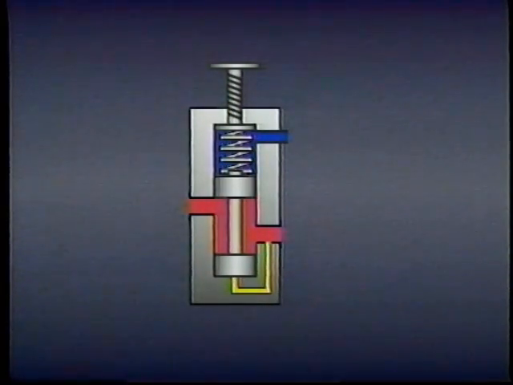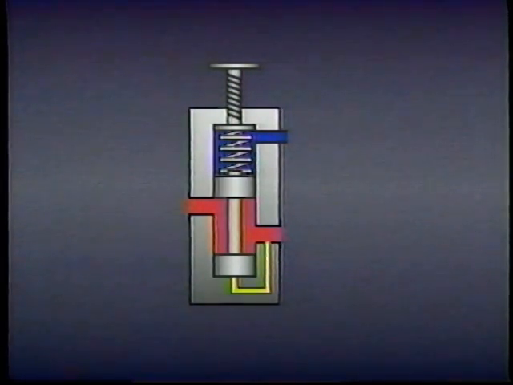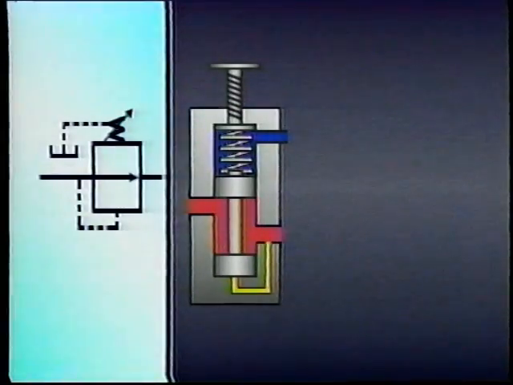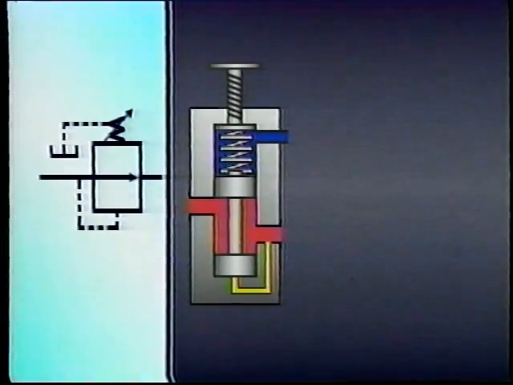In these situations, the spring chamber must be drained through a separate or external line. External drains are indicated on the symbol with a dotted line from the spring area to a tank symbol. Internal drains are not schematically illustrated. If the symbol does not include this dotted line to tank, the valve is internally drained.